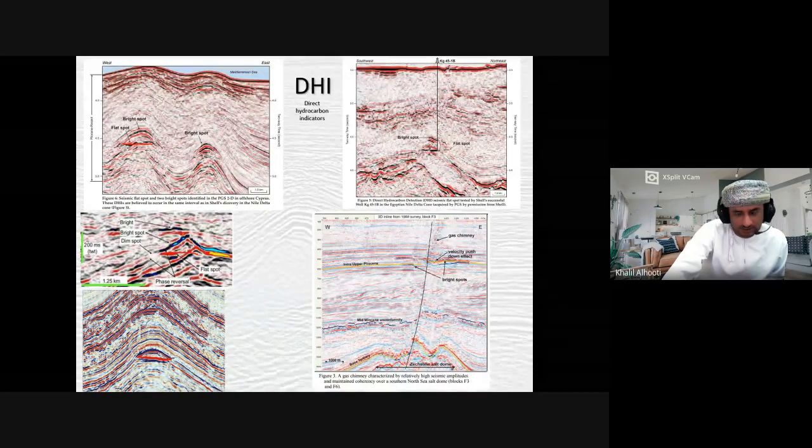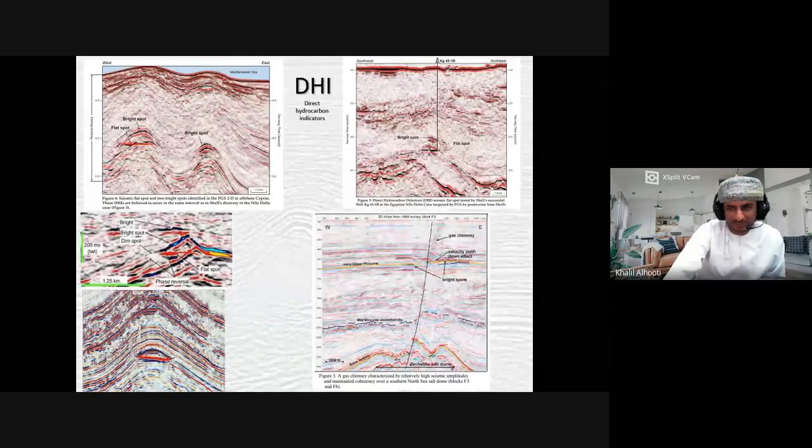Said, what do you think? Said Shamahi. Said, are you from Sur? Said, can you listen to me? Maybe my lecture was boring. He sleeps. Anyway, can anyone answer what these flat spots represent? What do you think?